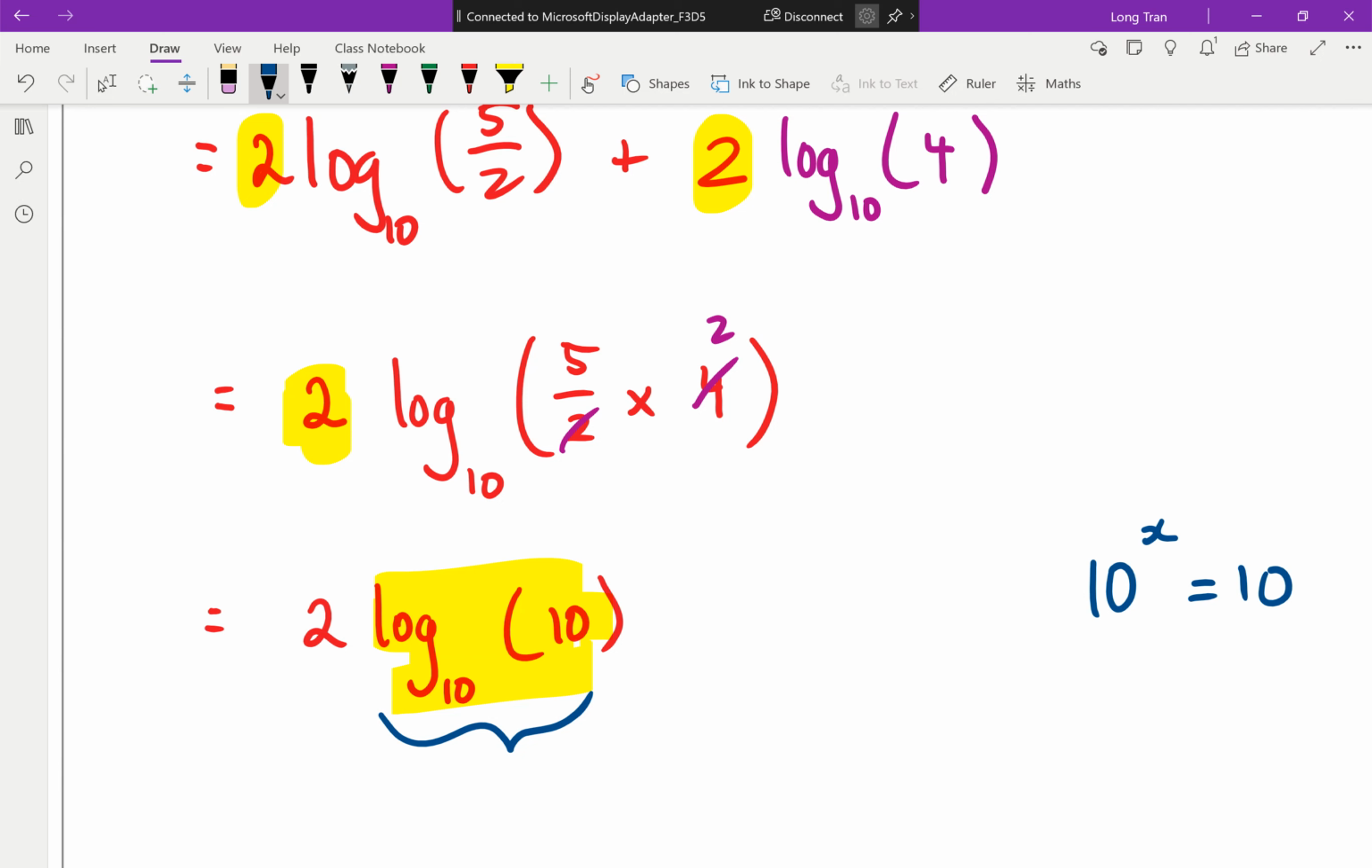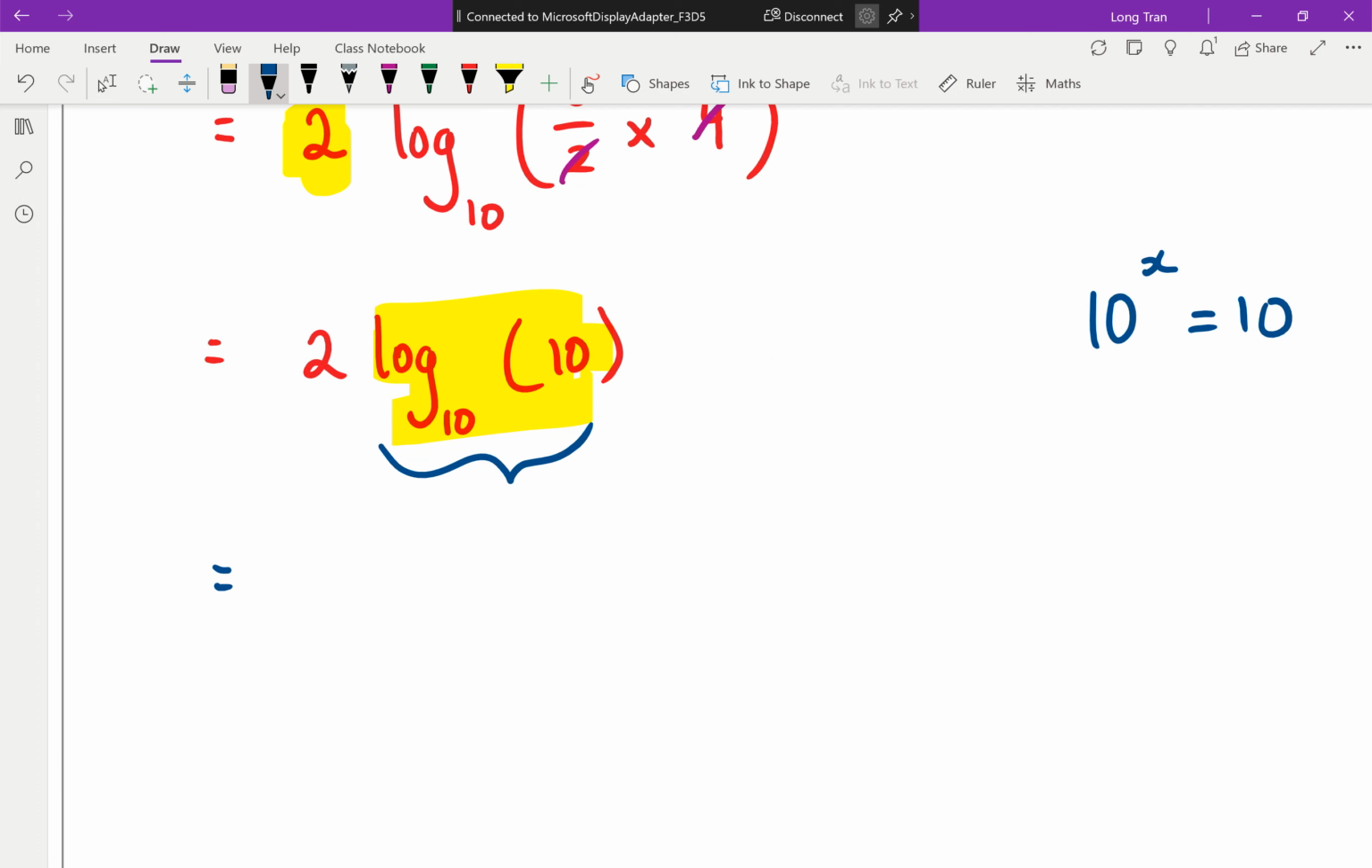10 to the power of 1 is 10. Okay, so that's why you don't need to know rule number 5, and you can say this is equal to 1, so the final answer is 2.